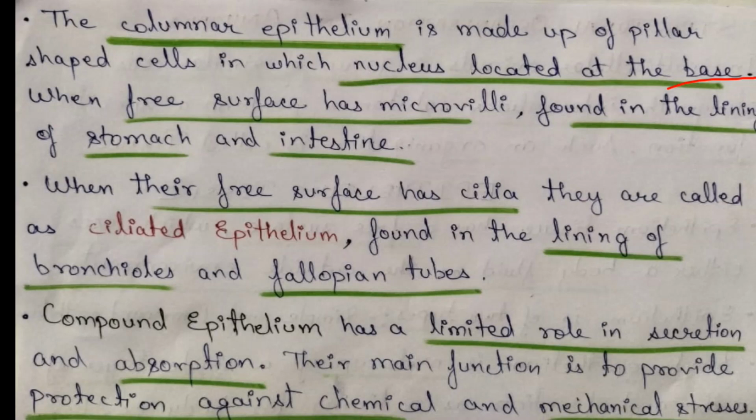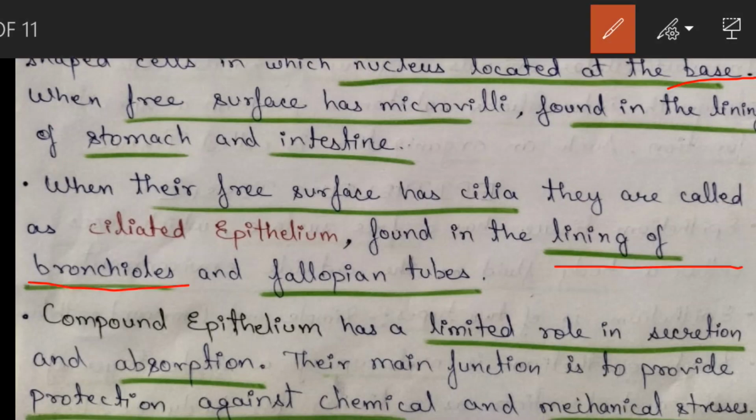When their free surface has cilia, they are called ciliated epithelium. If columnar epithelium has cilia, it is called ciliated columnar epithelium, or if cuboidal epithelium has cilia, it will be called ciliated cuboidal epithelium, and they are commonly found in the lining of bronchioles and fallopian tubes.